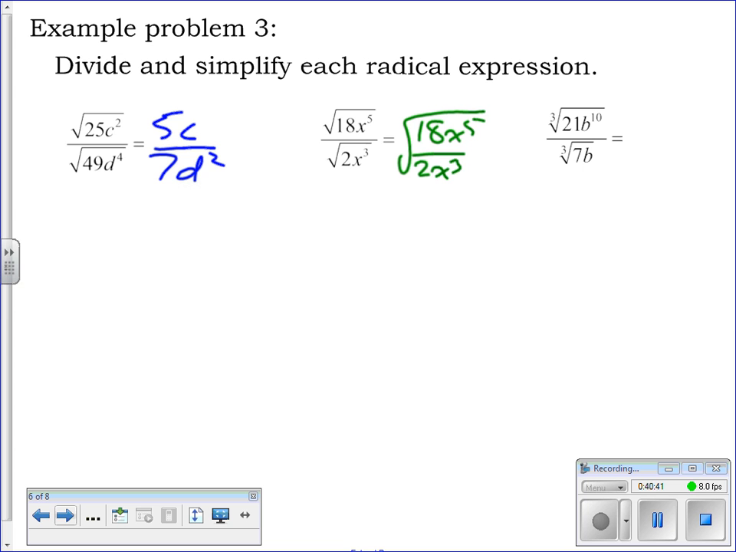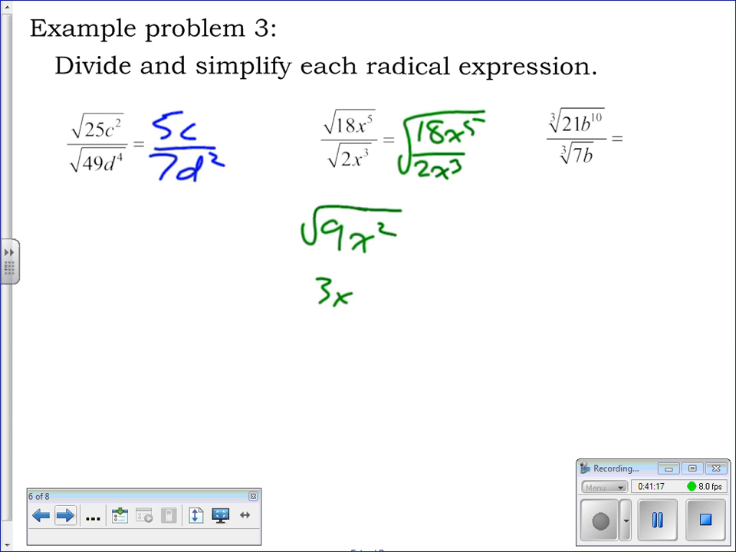Now I can just do my division first and then do the radical. Do you see why I did this? 18 divided by 2 is what? 9. So I have the square root of 9. And x to the 5th divided by x cubed is x to some power. What do you do to the powers when you divide? You subtract. 5 minus 3 is 2. So this is x squared. Square root of 9 is 3. Square root of x squared is x. 3x. Piece of cake.